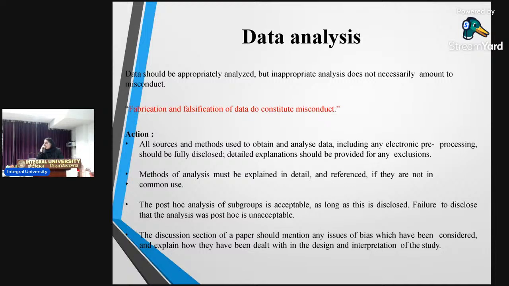And in science, they generally say that if you're getting the same kind of data thrice, that means there is a high level of reproducibility and that result is correct. So try to find a reason why you're getting that result rather than conforming your results by falsification or fabrication to a desired result, right? So fabrication and falsification of data do constitute misconduct.